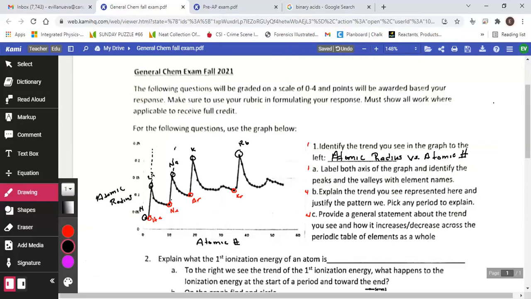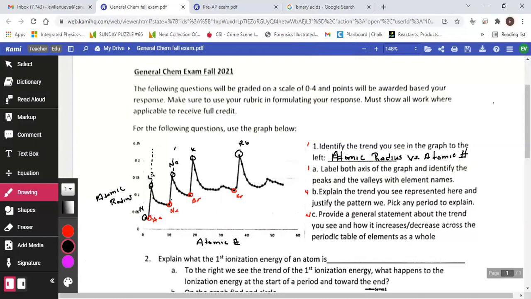neon is the end of the second period. It says pick any period to explain. So all you had to do to receive full credit for this question was tell me that from lithium to neon, okay, we see a steady decrease in the radius of an atom. Now, remember that the radius of an atom is the distance from the nucleus to the edge of the electron cloud. So as we add more and more protons to the nucleus of the atom, the pull on the electrons becomes stronger and it pulls that radius tighter.